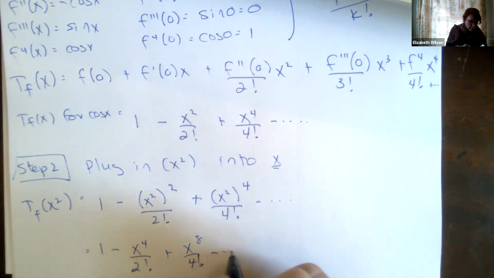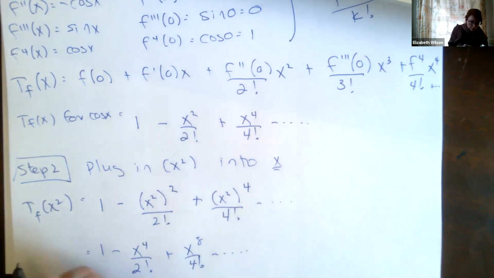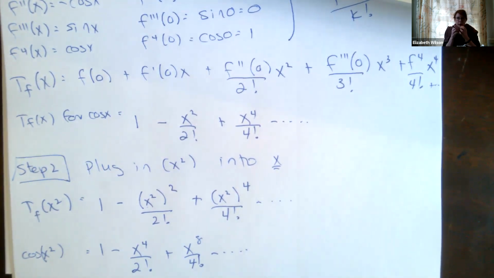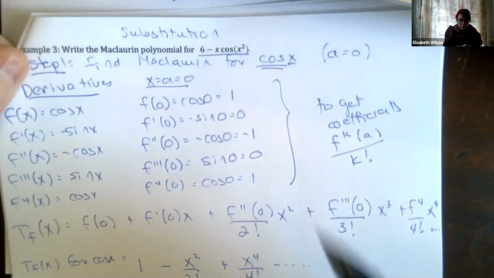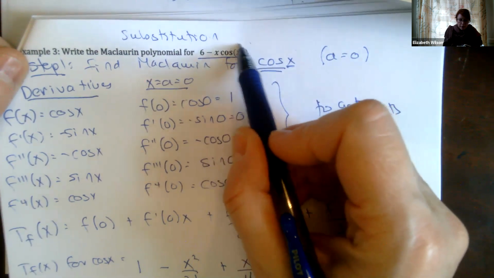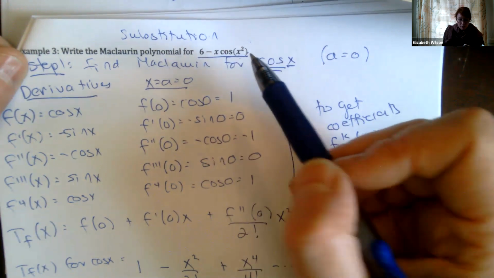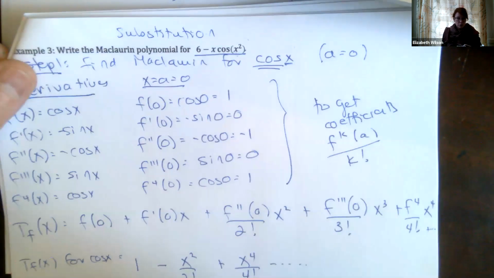4 factorial minus dot, dot, dot. So this is cosine x squared. Okay, so that's our first portion. So we're working our way out from the inside. I looked at my original function. I said, what was the more complicated part? Cosine of x squared. Well, my most basic Maclaurin is cosine of x. So I'm just going to operate on substitution after that.